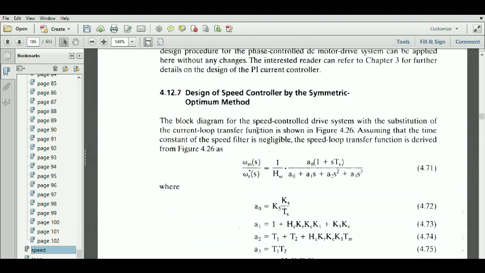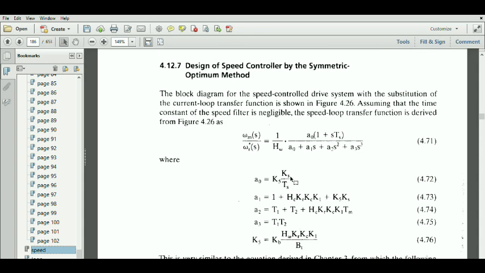So if you are using that, we can write omega m of S divided by omega R star of S is equal to 1 by H omega into A naught into 1 plus STS divided by A naught plus A1S plus A2S square plus A3S cube. So this is actually we are writing in terms of some constants A naught, A1, A2, A3, and these have been given like this.